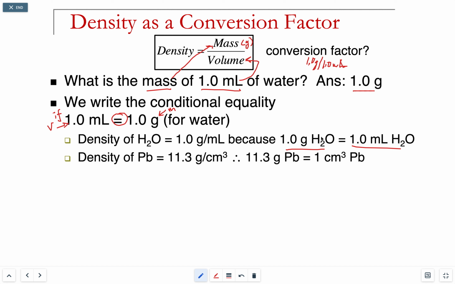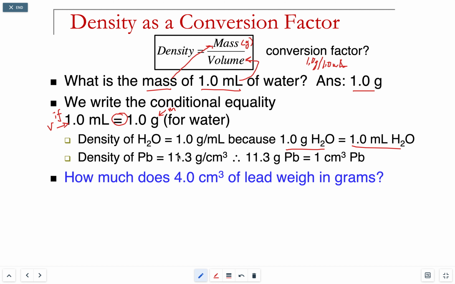Now, we can use this to solve chemical problems. Let's look at another substance, the density of lead. If you were to weigh out 11.3 grams of lead, and then measure the volume of this lead using the water displacement method that I talked about on the previous slide, you would find that you would get 1 milliliter of water displacement, which is a cubic centimeter of lead.